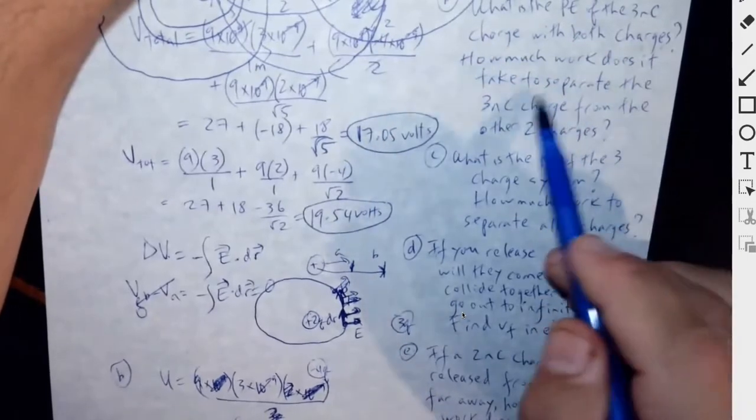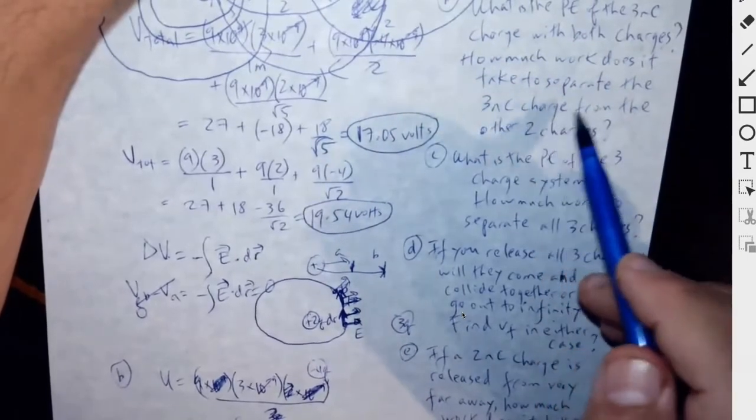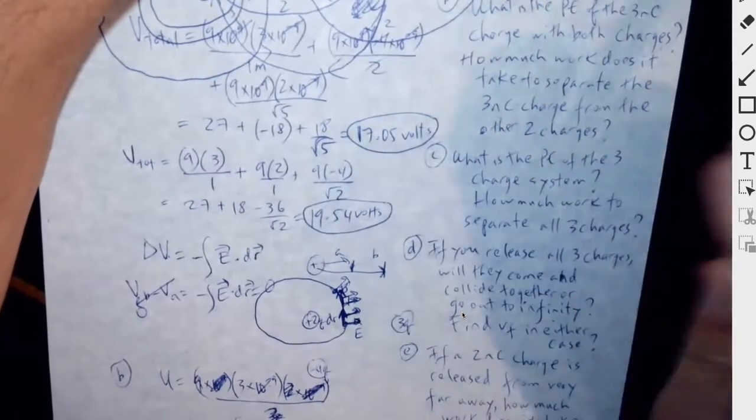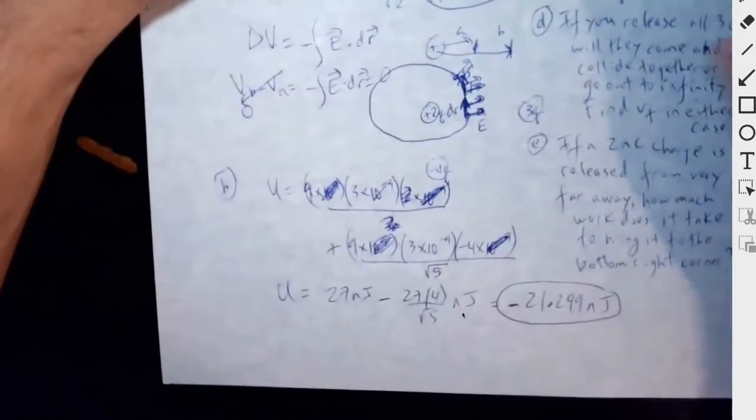Now, how much work does it take to separate the 3 nanocoulomb charge from the other 2 charges? Is it going to take positive work or negative work?